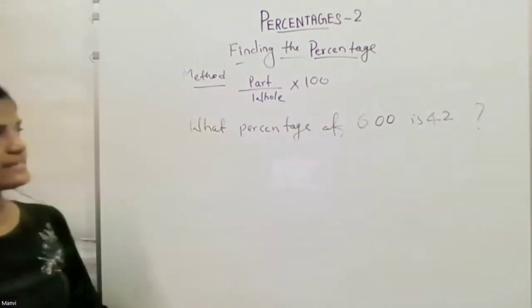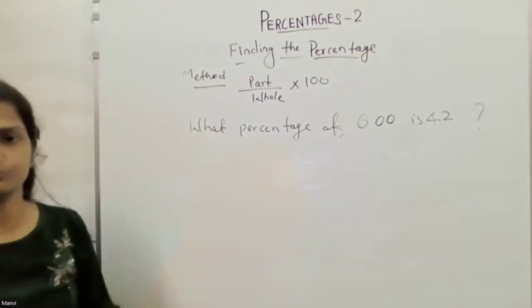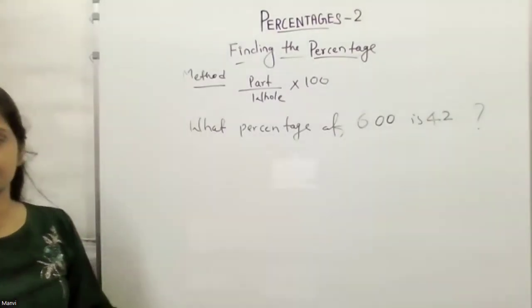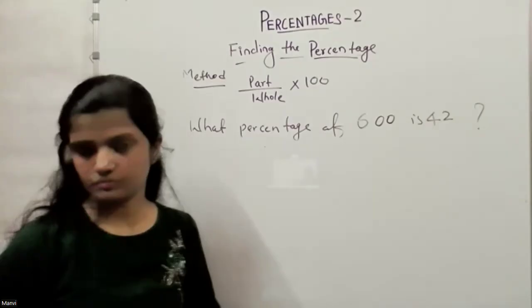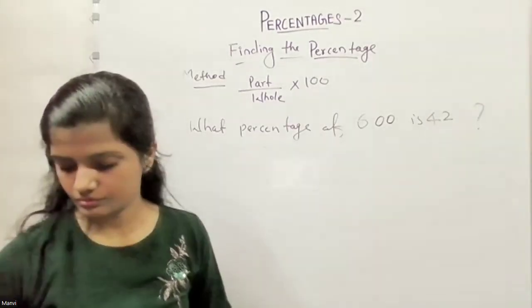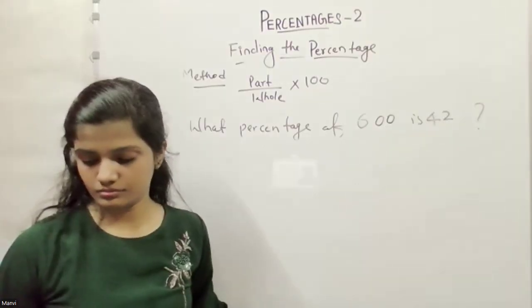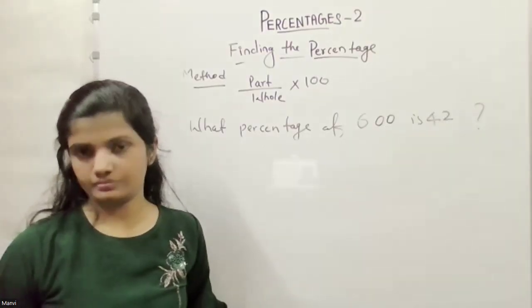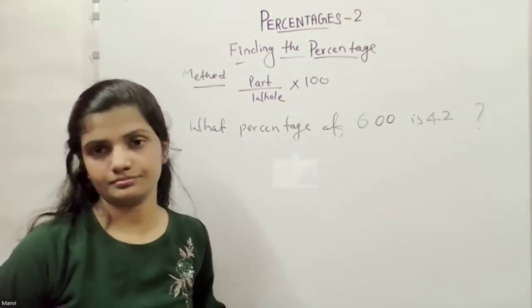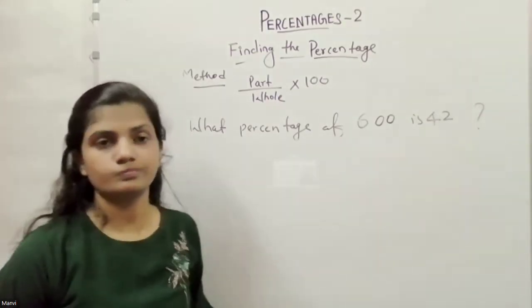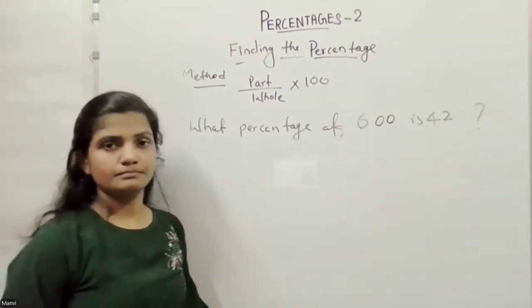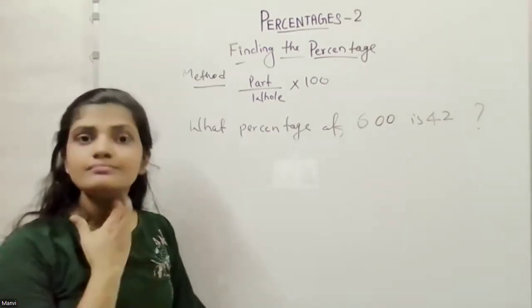What percentage of 600 is 42? The answer is 7%. Good.